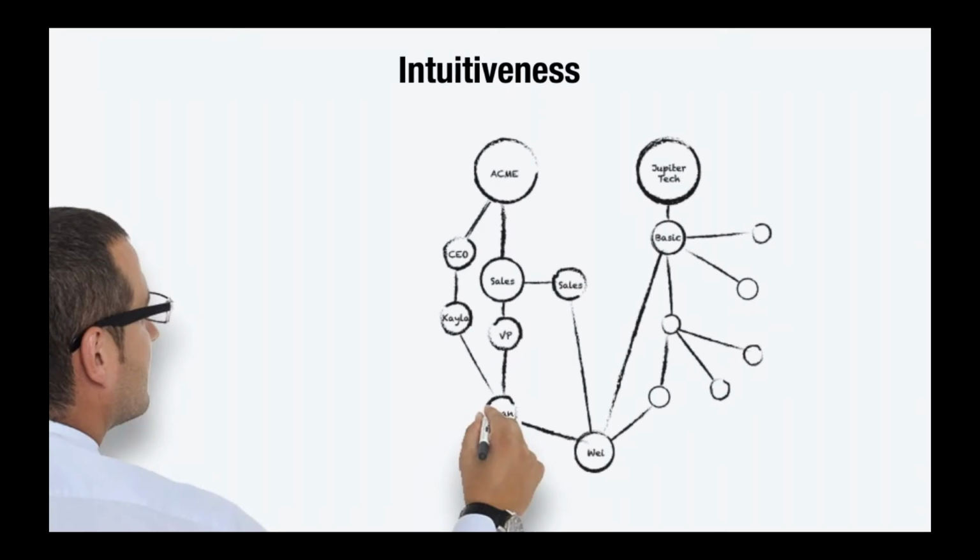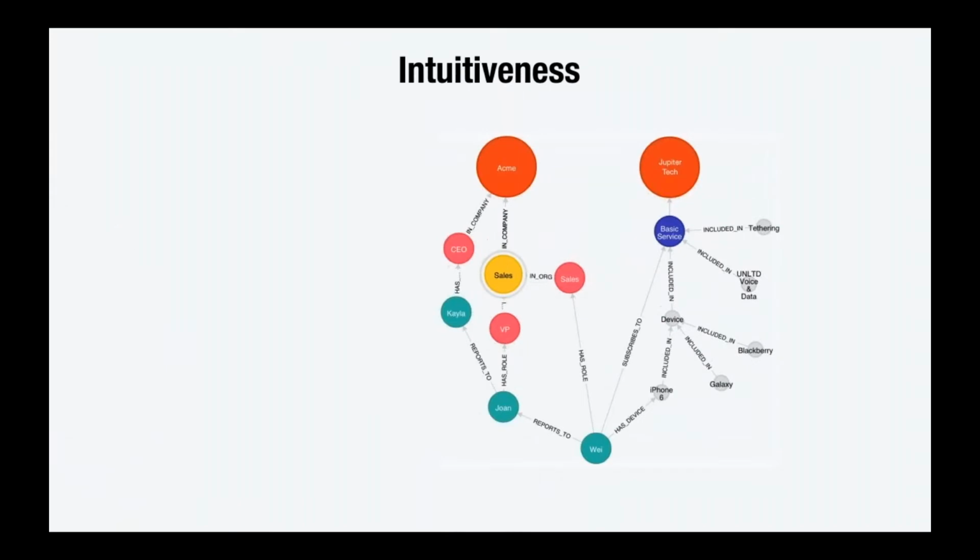So we like to say that the whiteboard model is the physical model. What you would draw up on the whiteboard as a business person or as a developer is the way that we represent the data in the underlying database, and the way that the data is queried, stored on disk, etc.